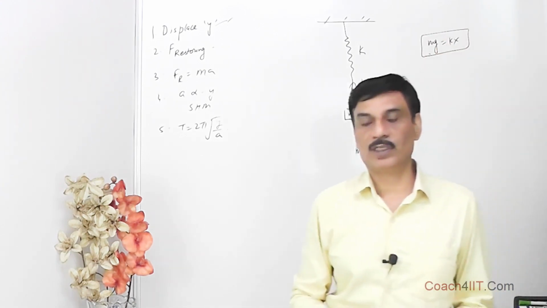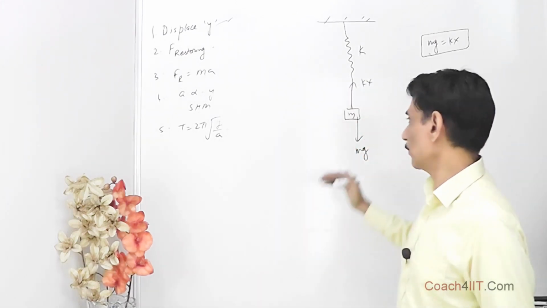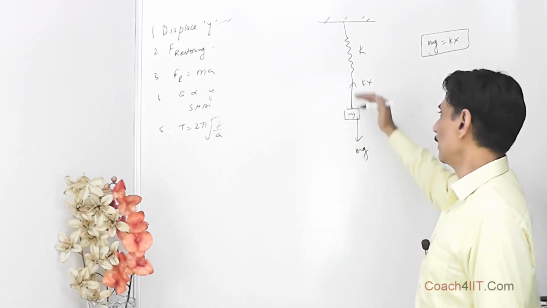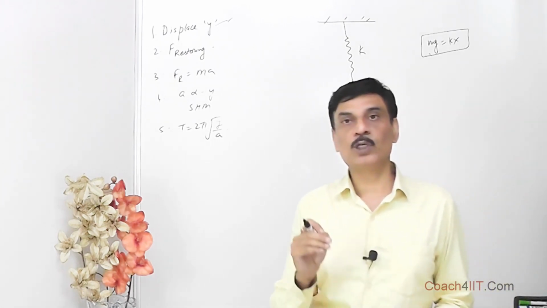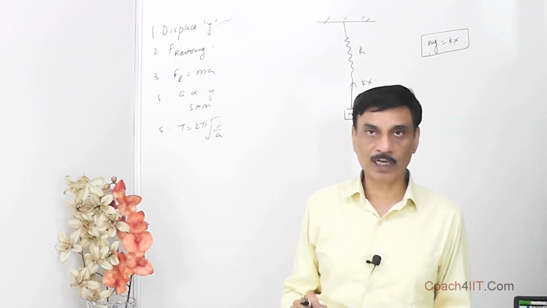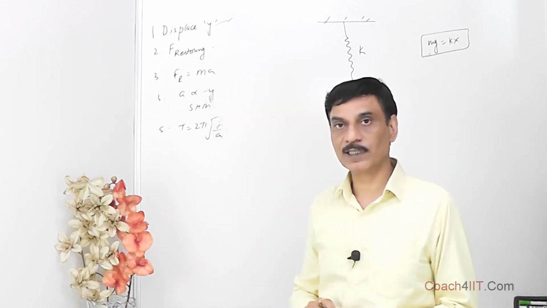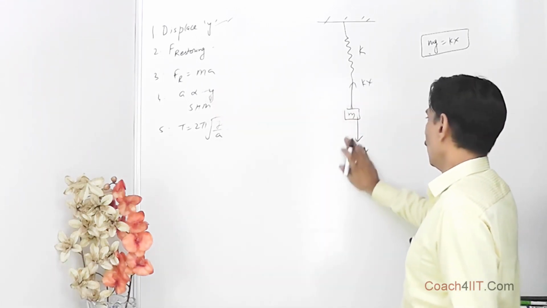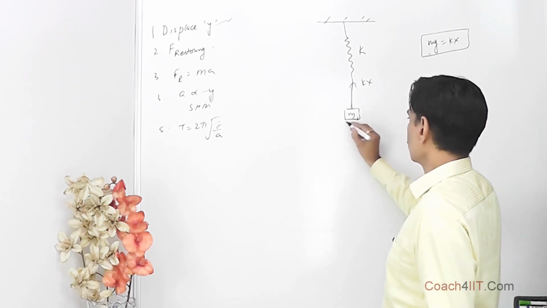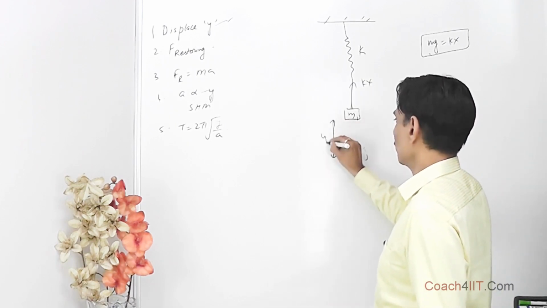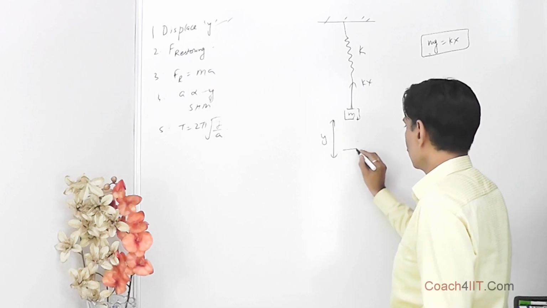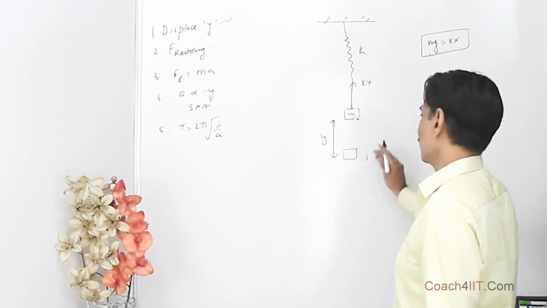Now we are more bothered about whether, if we displace it from its mean position and release it, it is going to oscillate, and is it going to be simple harmonic motion? Because for simple harmonic motion, this condition is a must: acceleration should be proportional to minus the displacement. So now we displace it by a small distance y. We have pulled it over here, and now we have released it.